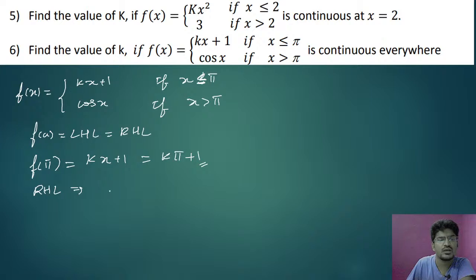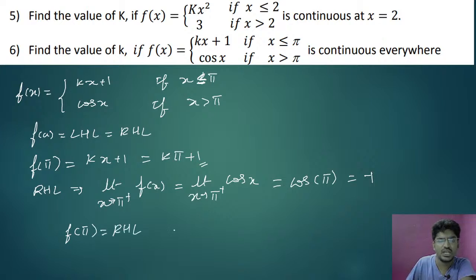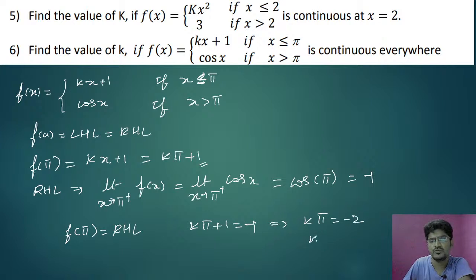That will be limit extending to pi plus f of x, that is limit extending to pi plus cos x. So x value is pi, cos pi, which will be equal to minus 1. Therefore you can take f of pi is equal to RHL. F of pi is k pi plus 1 equal to minus 1. This implies k pi equal to minus 2. Therefore k equal to minus 2 divided by pi.